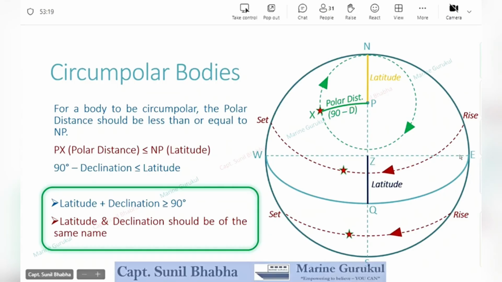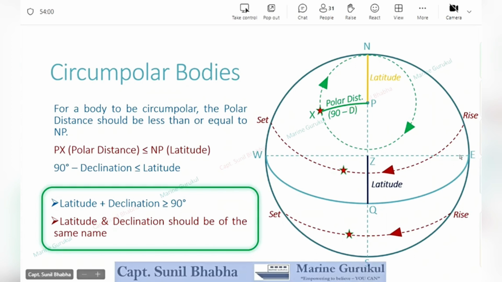Any doubts, beta? Sir, in this diagram, initially you said when the latitude and declination are different names, there was a statement I just could not understand, sir. If the latitude and declination are different, then its circle will be passing through the other side of the pole, sir. Other side of the pole. So when these are different in the names, sir.